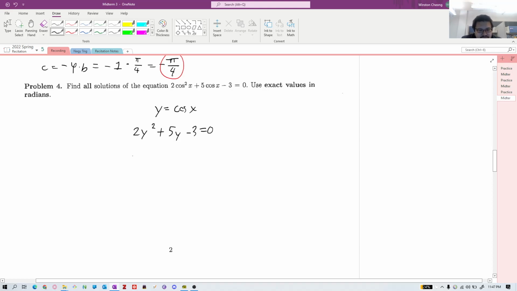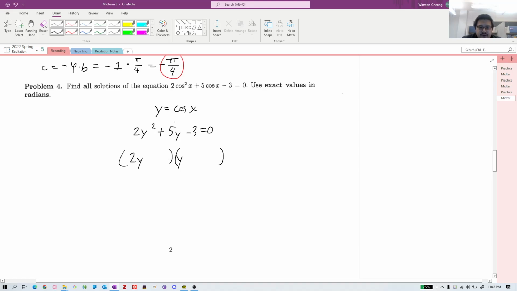Let me just factor this guy. So 2y and y. That's the only way to factor this 2y squared in the front. And then we think about this minus 3. Okay, well, we think about 3. The only way to factor 3 is 3 times 1. So 3 has to go in one of these places, and 1 has to go in the other place.